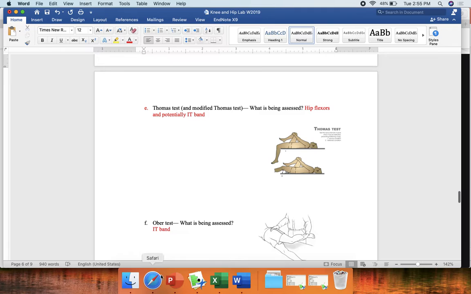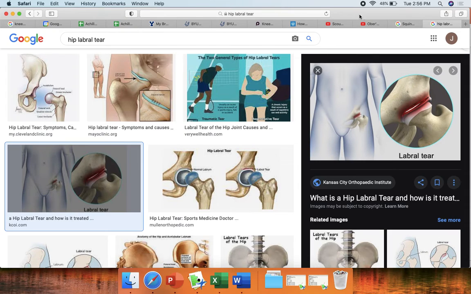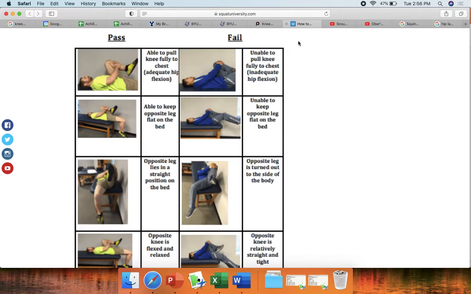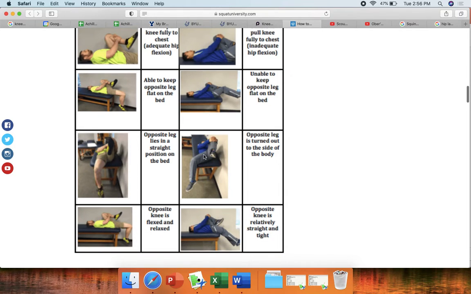Next up is a Thomas test. So a Thomas test, you can see here, you're just going to have the person come to the edge of a table. You'll have them bring one knee up to their chest, and they'll fall back. What you're looking for is to see if those hip flexors maintain some tightness, and I've got an image on this here. So you're just looking to see if the person maintains some tightness in those hip flexors.